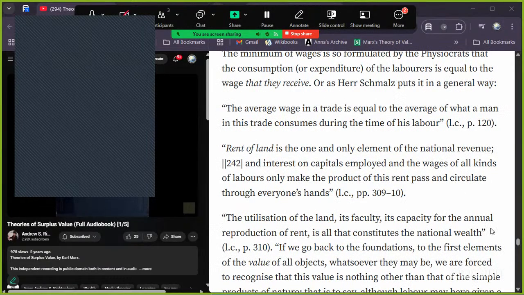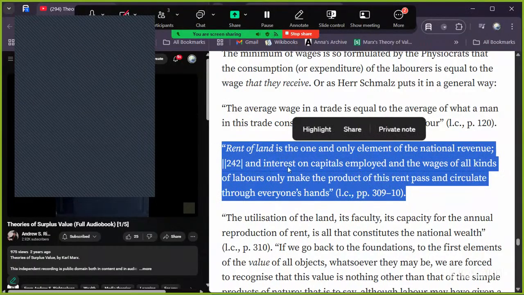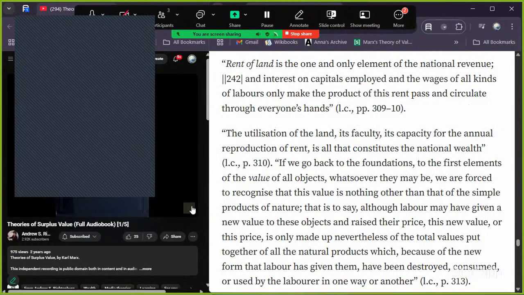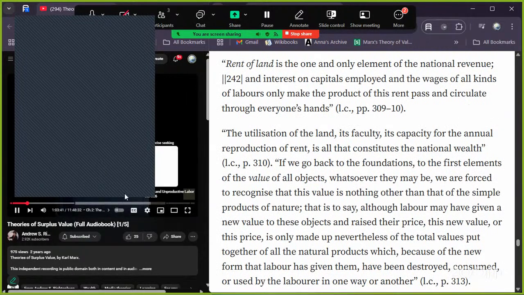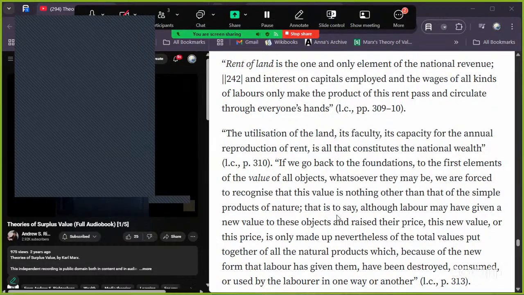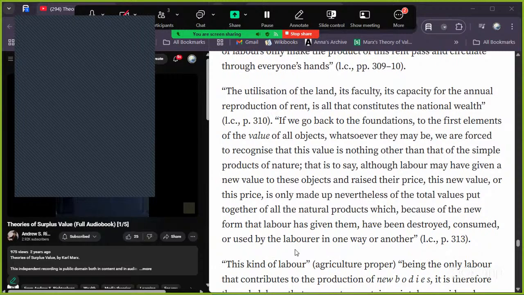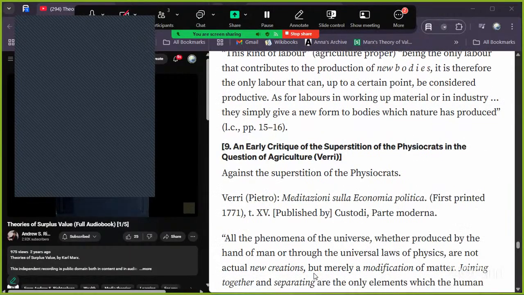Quote, rent of land is the one and only element of national revenue, and interest on capitals employed and the wages of all kinds of labors only make the product of this rent pass and circulate through everyone's hands. The utilization of the land, its faculty, its capacity for the annual reproduction of rent is all that constitutes the national wealth. If we go back to the foundations, to the first elements of the value of all objects, whatsoever they may be, we are forced to recognize that this value is nothing other than that of simple products of nature. That is to say, although labor may have given a new value to these objects and raised their price, this new value, or this price, is only made up, nevertheless, of the total values put together of all the natural products, which, because of the new form that labor has given them, have been destroyed, consumed, or used by the laborer in one way or another.